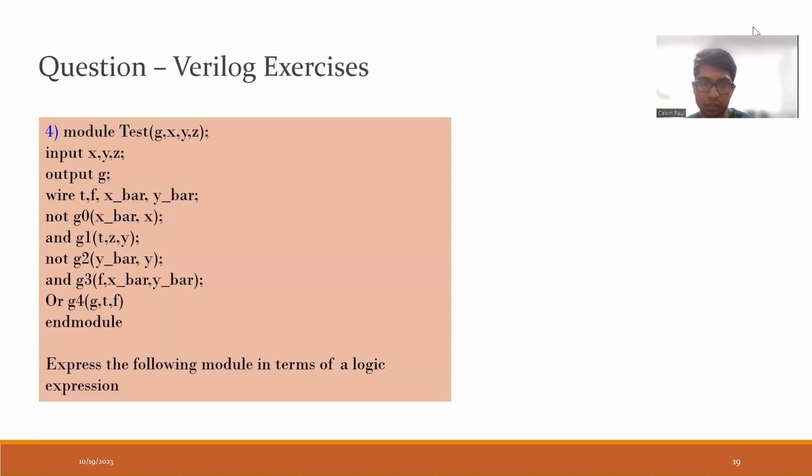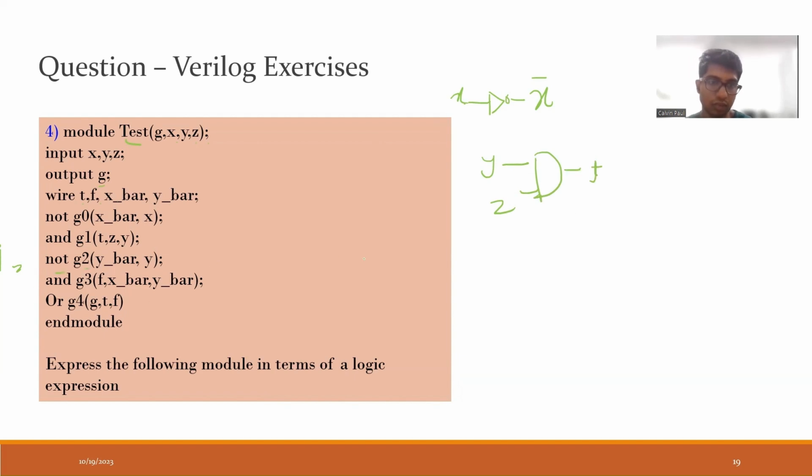Now we consider certain Verilog questions as well. So I have a module test. It takes inputs X, Y, Z, and gives output G. I've also defined certain wires as T, F, X bar, Y bar, etc. My X bar comes from not of X. Next I have T, which is the AND of Y and Z.